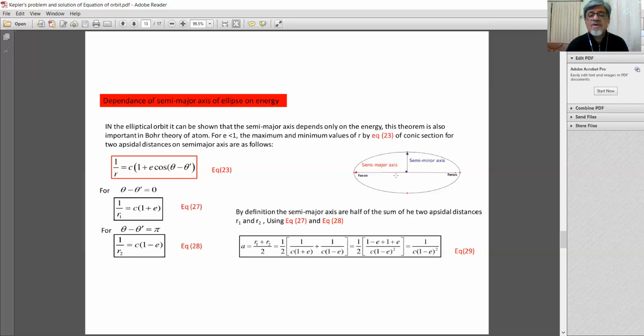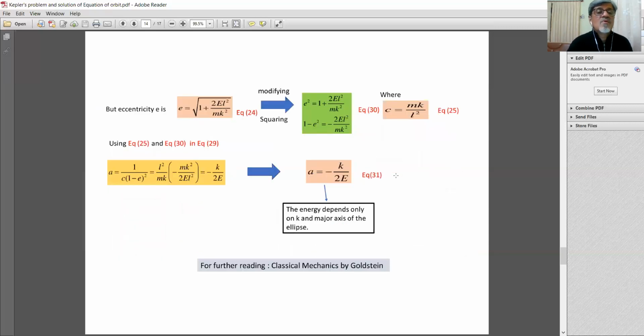And if you try to simplify this equation, then it equals 1 divided by C, 1 minus e square. Let us call it equation number 29. Now, we know that eccentricity e is represented by equation 24 as e is equal to under root 1 plus 2EL square divided by mk square. Now, modifying this equation and squaring it, e square is equal to 1 plus 2EL square divided by mk square. Then modifying it, 1 minus e square is equal to minus 2EL square divided by mk square.